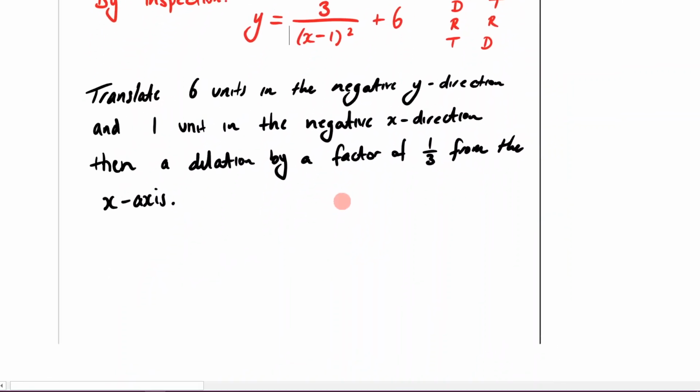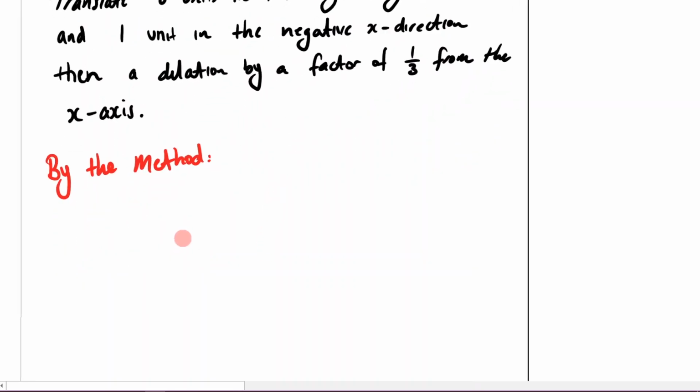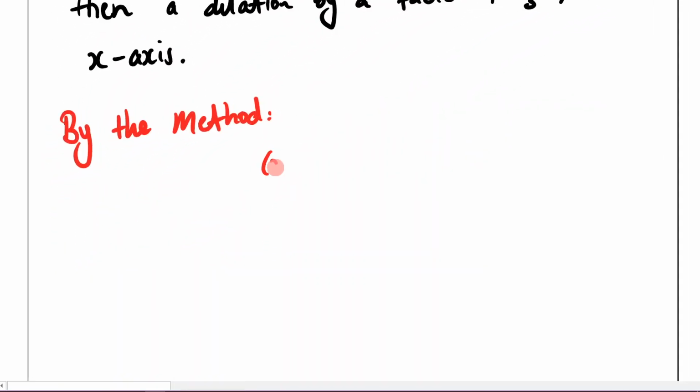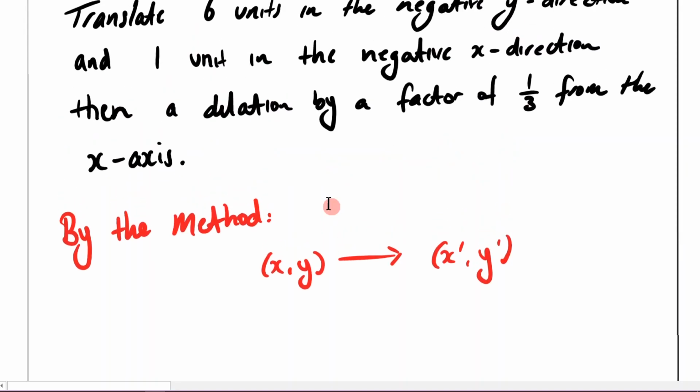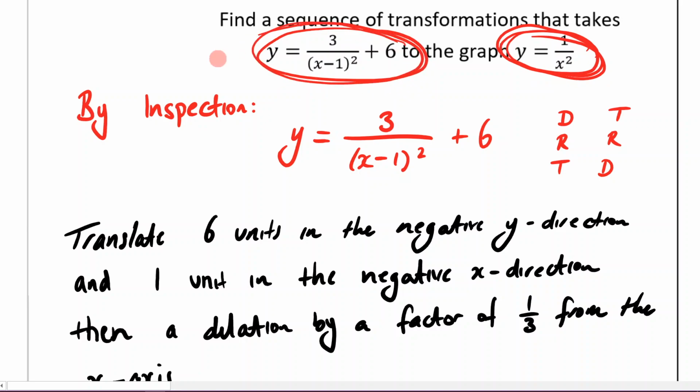So let's come over here. Let's now go by the method. So this is going to be a different way of getting the same result. Remember, when we're doing by the method, we start with this. I'm going to a new point x dash y dash. Now, writing this out can be helpful because we have to be mindful of what we're starting with and what we're ending up with. We're starting with this and we're going to this. So that means this right here is my newly transformed graph, and this is my original graph.